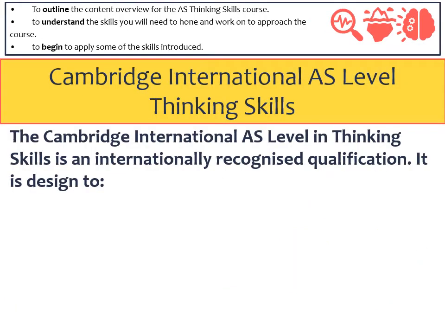So what is the Cambridge International AS level in thinking skills? Well, you can do an AS level in thinking skills, or you can do a full A level. It is from the Cambridge International Board, which is different to OCR, but it is a recognised course. It is an internationally recognised course that is accepted by UK universities. It is not a soft option.